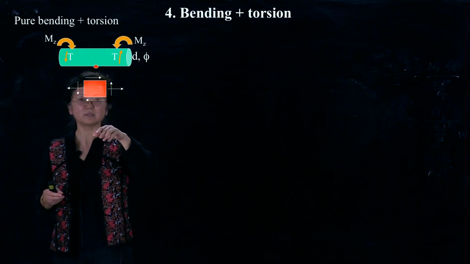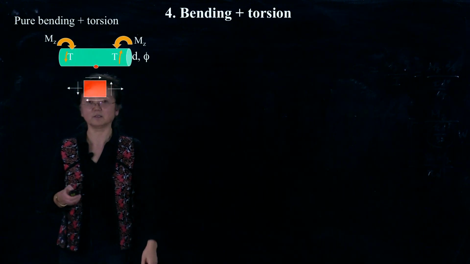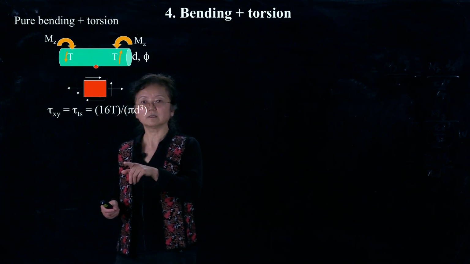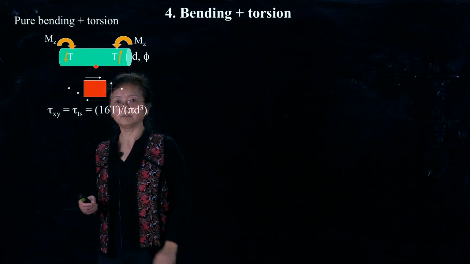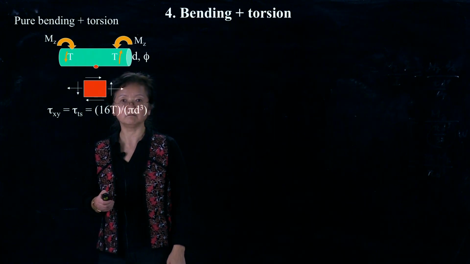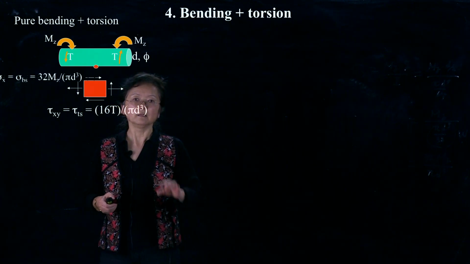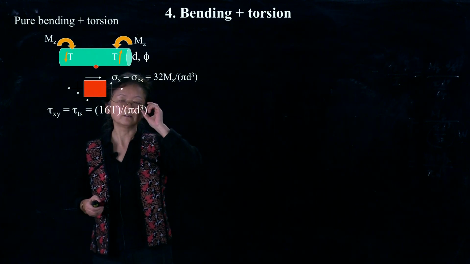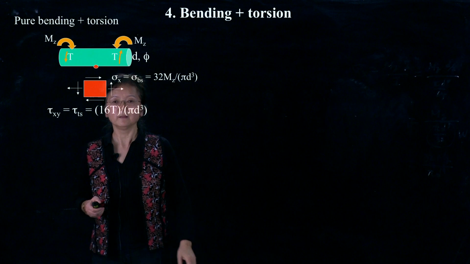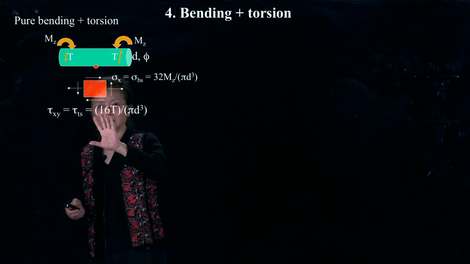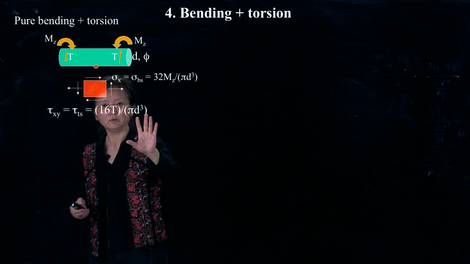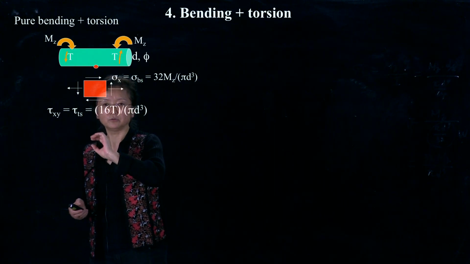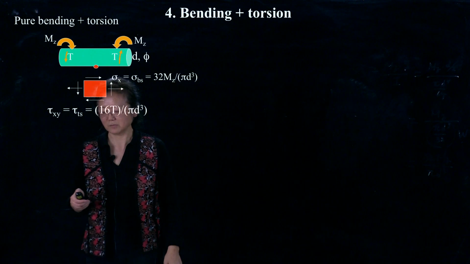But shear stress is all around, as I show you here. The shear stress is maximum on the surface, as in the expression we have just reviewed. The normal stress is also maximum on the surface, in the expression we just reviewed. So at this red dot, both the normal stress due to bending and the shear stress due to the torque are maximum.